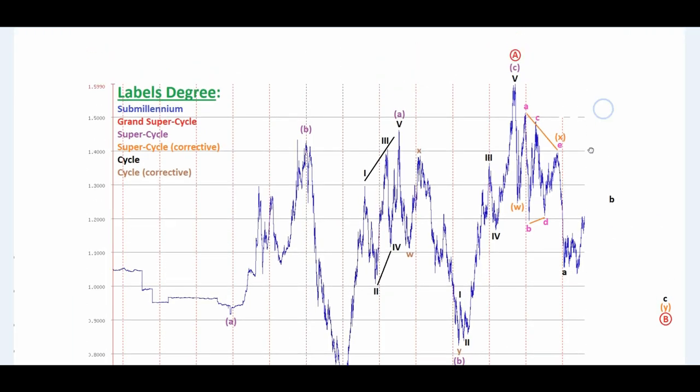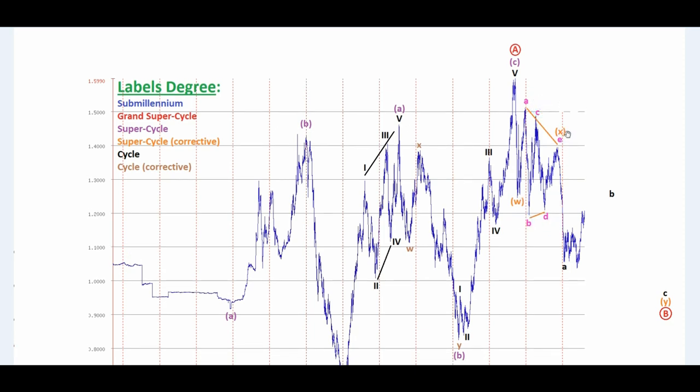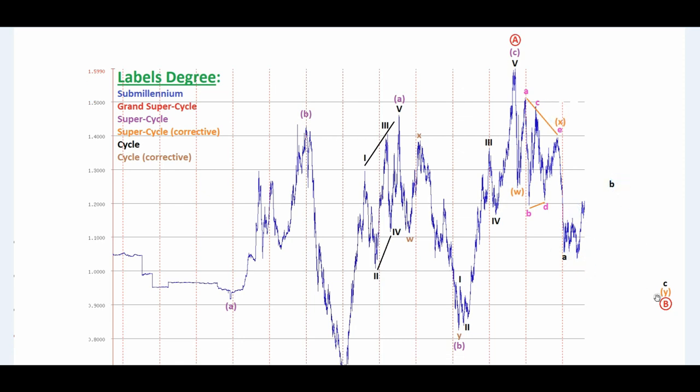Now, what we're going to do is analyze this piece right here, because this is the main interest in this video. I have here labeled a W, and then a triangle ABCDE in the X wave, supposedly having a WXY double flat complex. And then we have WX and then A, B, C, thus completing supercycle corrective Y and thus completing grand supercycle B. So we would complete this bear market on the euro dollar.